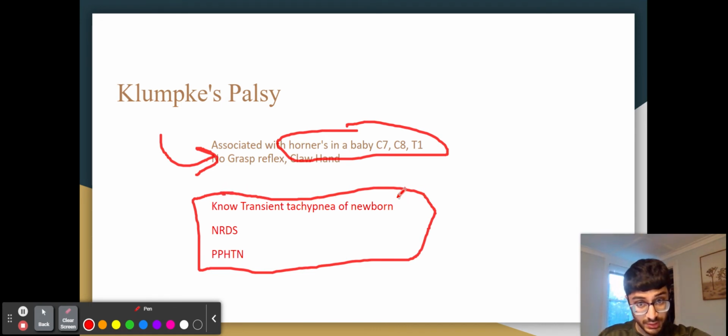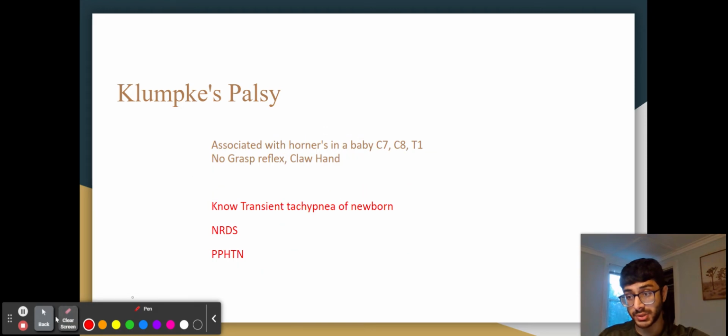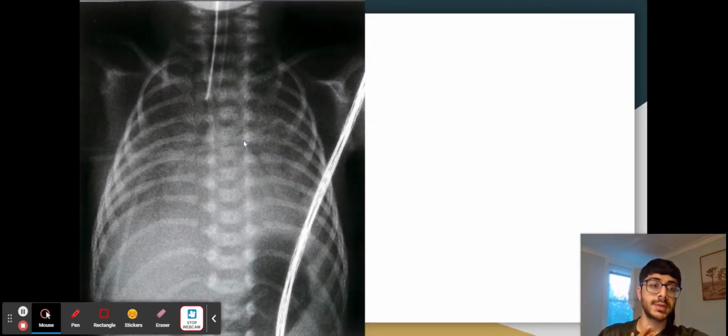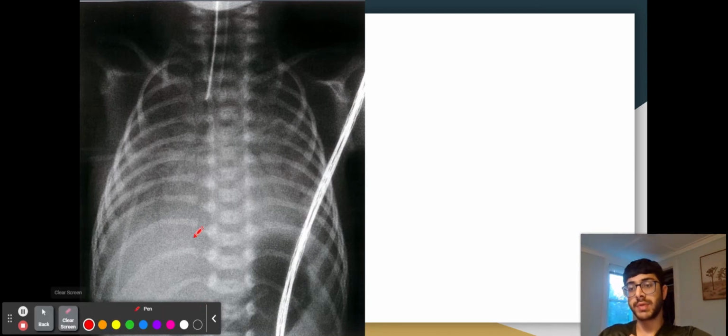I just want to go into detail on transient tachypnea of the newborn, neonatal RDS, and persistent pulmonary hypertension of the newborn. What I wanted to show is this x-ray that I've put up for you. Obviously, they don't ask you to identify just an x-ray, but what do you see? You see ground glass opacities up here, all white and hazy. Down here, this is interstitial edema.